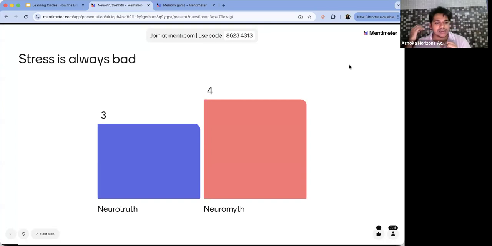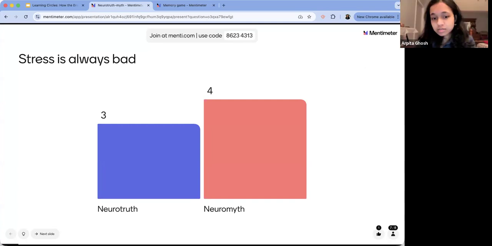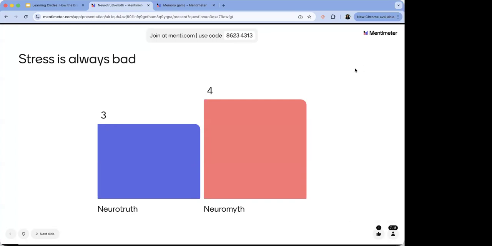I can start. I clicked on the truth because that's what we've always been told, right? That stress is always bad for you, can create so many issues, raise your blood pressure, worsen your health. Yeah, that's true. We are always told that stress is not something that can be useful. Let's see what it is. But who thinks it's a neuro truth or, sorry, neuro myth? Can I say it? Sure, yeah.